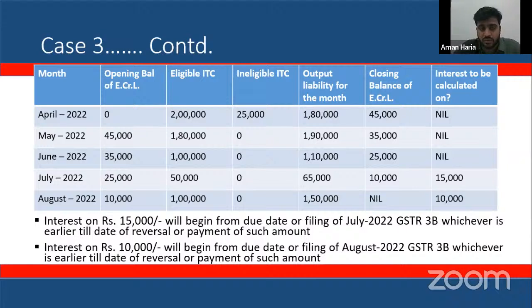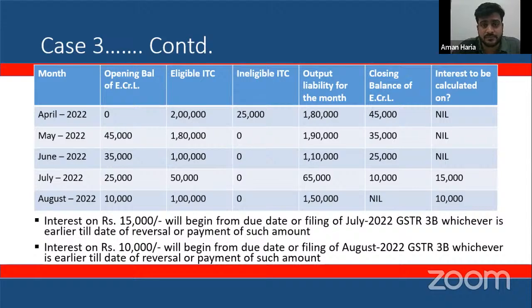Here, please note 25,000 ineligible ITC you are required to reverse. So whenever this ineligible ITC is identified, you reverse that, but the payment of interest will only start from July 2022 for that 15,000 amount, and in August 22 for that balance 10,000 rupees. I hope I have been able to simplify what the government has brought in, and I hope this is clear to all of us.